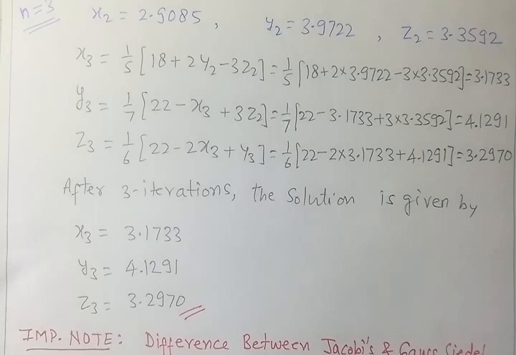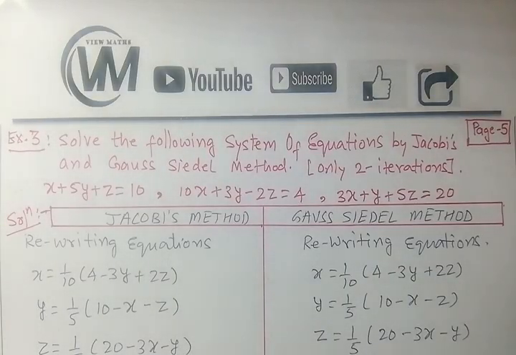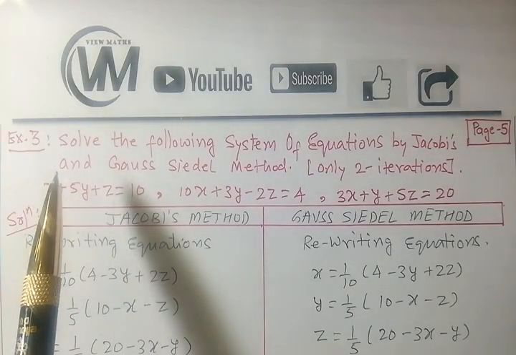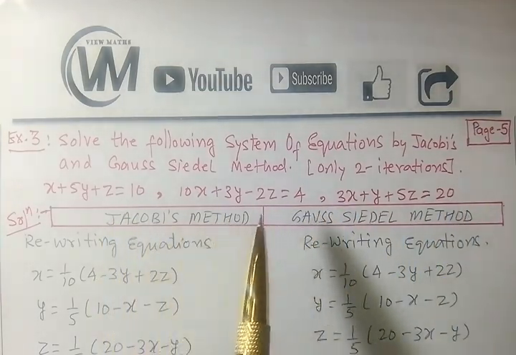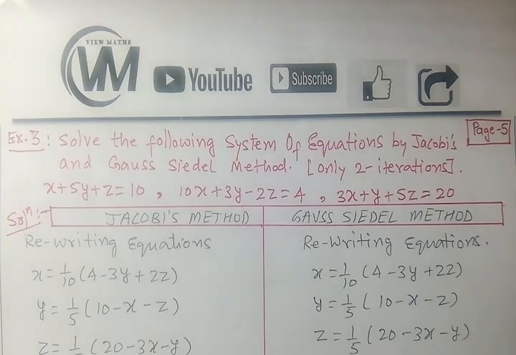Now we have done one problem solved by Jacobi's method, and the same problem is solved by Gauss Seidel method, and that too on one page only, so that you can clearly see the difference in the two methods. Now see this. Example 3. Solve the following system of equations by Jacobi's and Gauss Seidel method. Only 2 iterations. Why 2 iterations are taken?